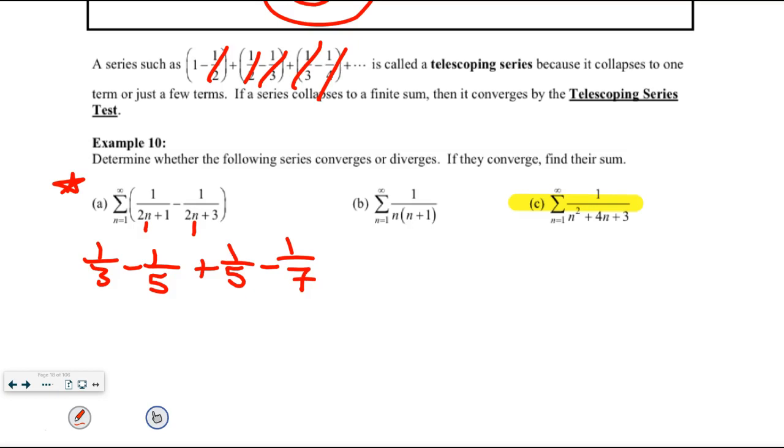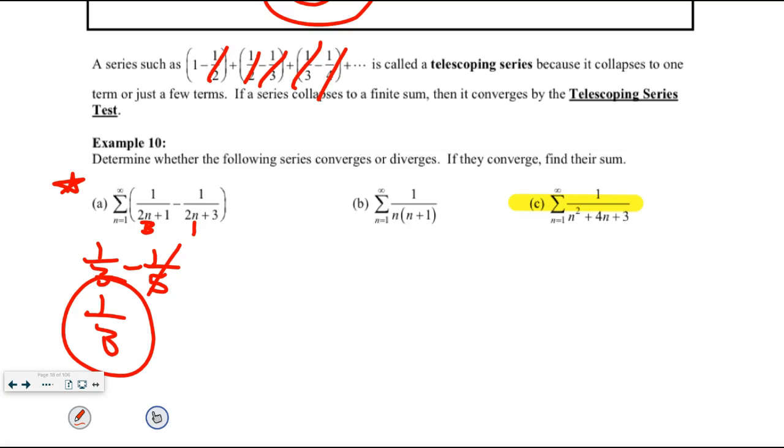Like, if you don't trust me. But I think by now we trust me most of the time, except when I'm in a weird mood, right? If you kept doing this, will minus 1/7 eventually cancel? Yeah, when n is 3. So, 1/3. Done. This series converges to 1/3 by the telescoping series test. Now the other two also have limits that go to 0, so I don't know if they converge or diverge. They can be done with a couple tests, but you could do the telescoping test on this. What do you think you need to do though?